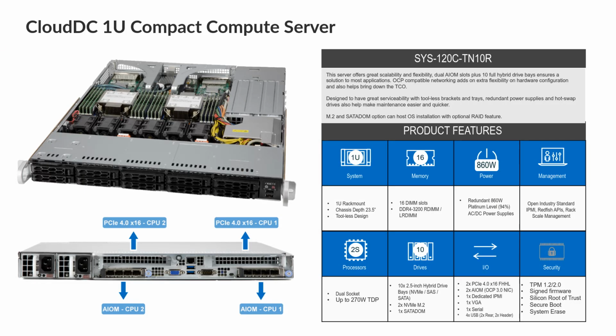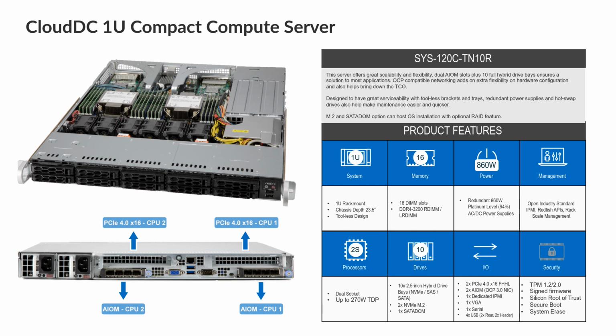So jumping onto the 1U compact server. Now, if you can see on screen, this is a dual processor server. It supports Intel Xeon 3rd generation processors with 16 DIMM slots. So you could easily put up to 4 terabytes of memory in here. And the power supply default is 860 watt, but we do have an upgrade option to 1200 watt.